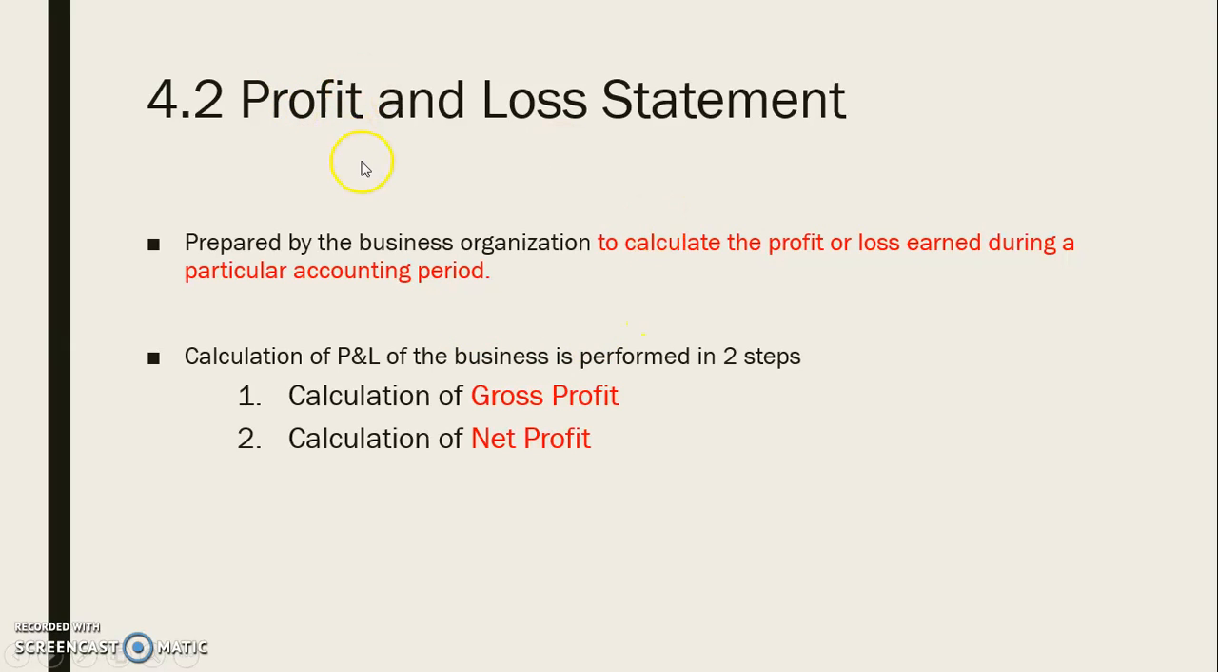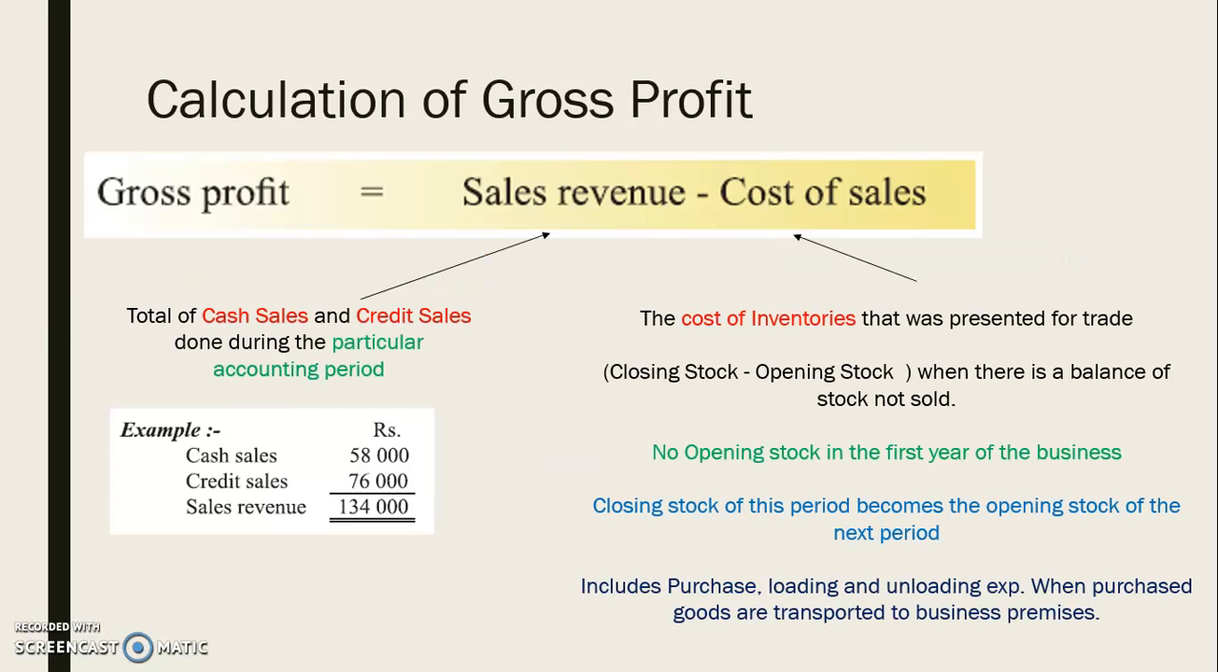Obviously, by the name itself, you can understand, it is used to identify or calculate the profit or the loss the business has earned during a particular accounting period. So calculation of profit and loss of the business is performed in two steps. First you need to calculate the gross profit and then you have to calculate the net profit. By calculating the net profit, you can find out what profit or loss the business has earned.